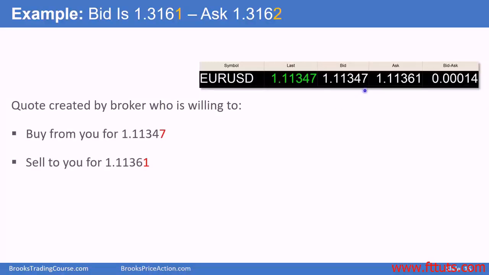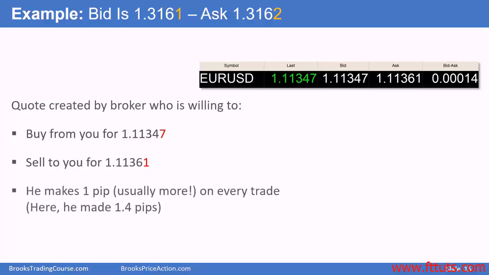Here's the bid, 47, and here's the ask, 61, and the spread is 1.4 pips. He will buy from you at 47, and he will sell to you higher at 61. So he makes 1 pip or more on every trade. In this particular trade, if you sold to him, he made 1.4 pips. If you bought from him, he made 1.4 pips.